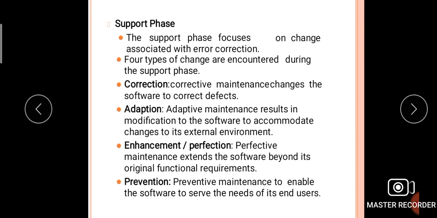So these are all the phases in our support phase. The four types of changes encountered during the support phase are correction, adaptation, enhancement, which we can also say is perfection, and prevention.